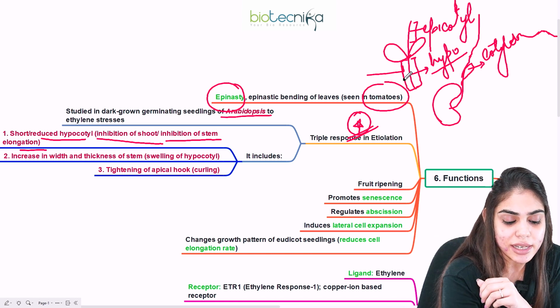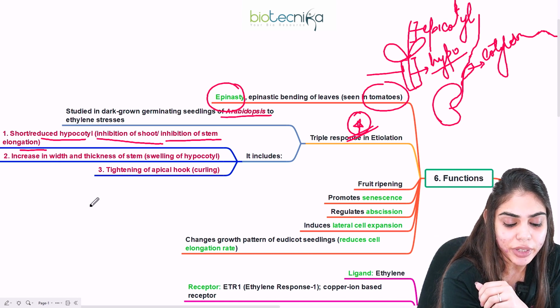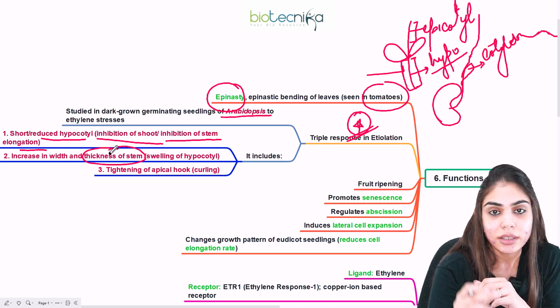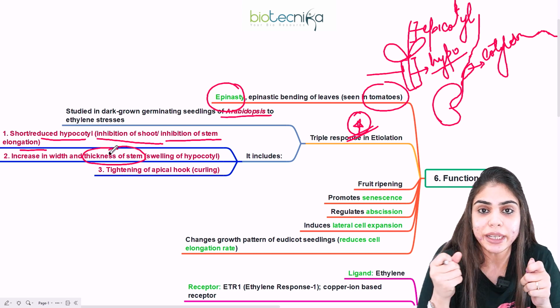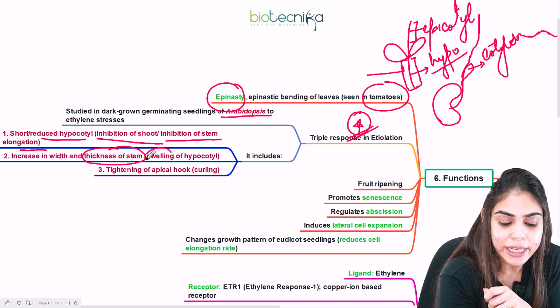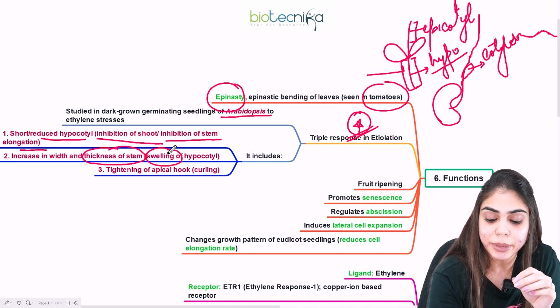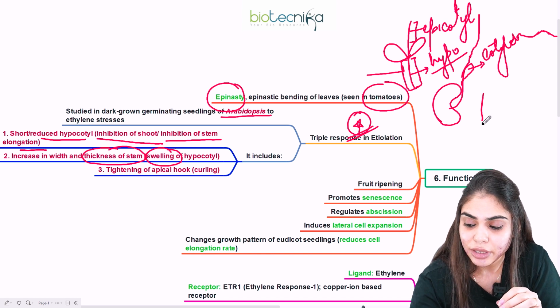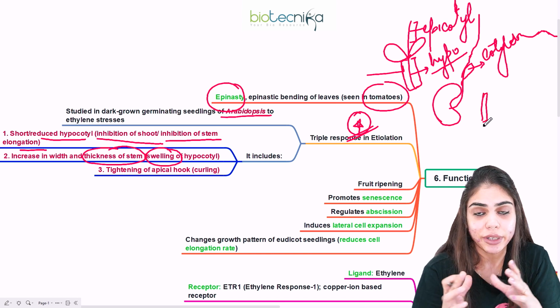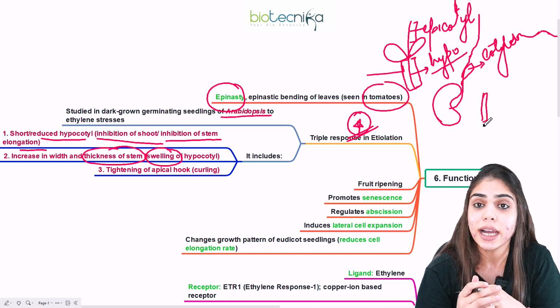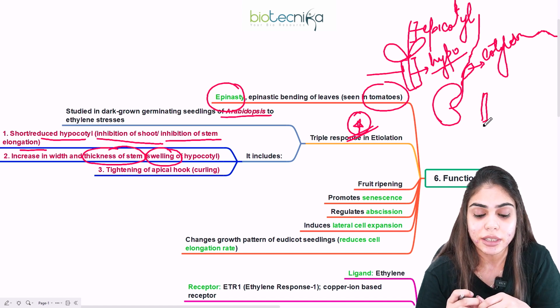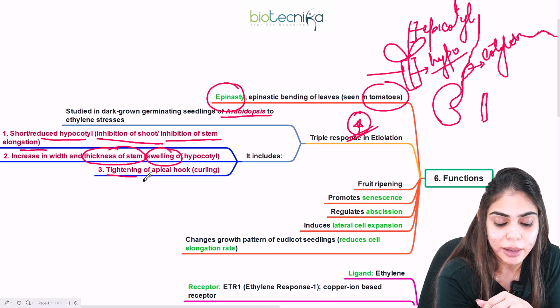And it also results in the increase in the width and thickness of the stem. The stem will be reduced but it will be thickened. That means swelling of hypocotyl. So we have seen that hypocotyl will be short and it will be thickened. Means chhota hoga or mota hoga. Kaun? Hypocotyl. And the third response is tightening of apical hook.